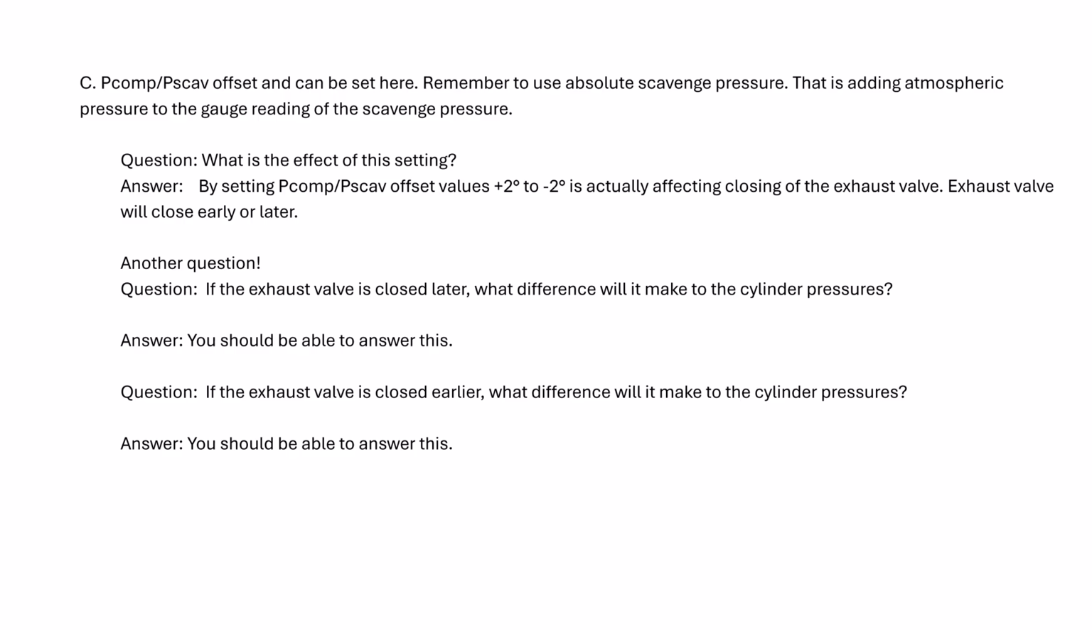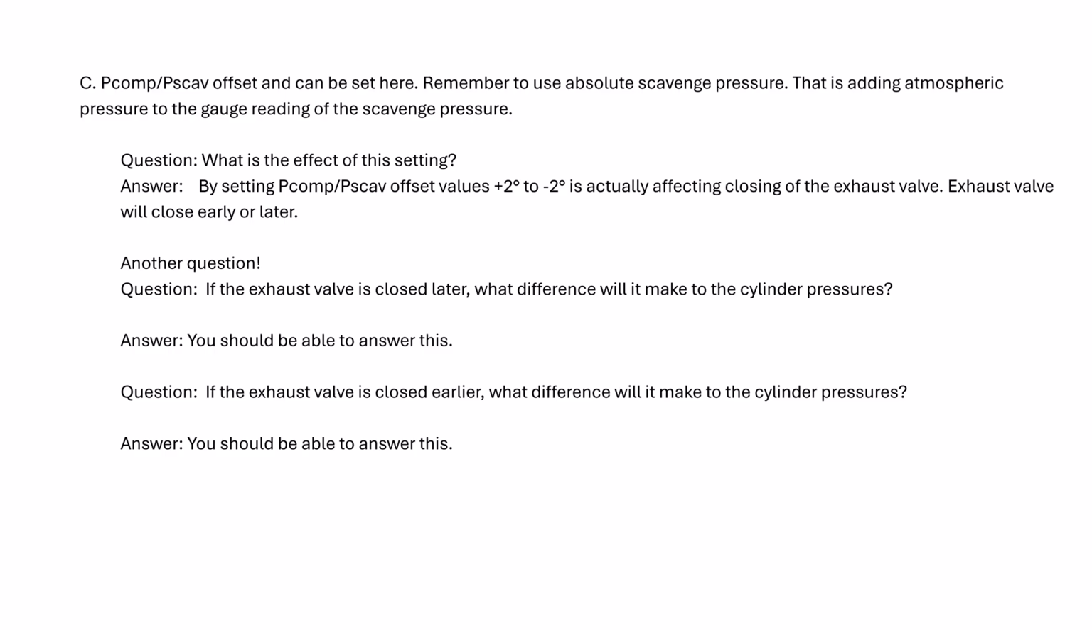So PCOM by P scavenge offset can be set here. Remember to use absolute scavenge pressure. Again, I am repeating: the scavenge pressure to be used is absolute pressure. That means whatever the scavenge pressure is, add atmospheric pressure, approximately 1 bar, and divide whatever value comes by the compression ratio to get the PCOM by P scavenge offset. So that is adding atmospheric pressure to the gauge reading of the scavenge pressure.